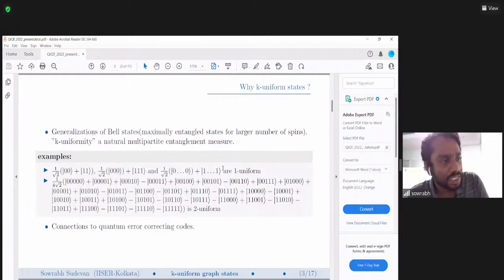A generalization of this idea could be to have larger subsystems which are proportional to identity, across all possible such subsystems. So it could be a nice definition for multipartite entanglement. And here's an example for a 2 uniform state; we'll get to how we construct such more complex looking examples. Another justification for why we look at k-uniform states is that these have connections to quantum error correcting codes. This property of k-uniformity is connected to the distance in an error correcting code, but that's for another talk. That will be a whole thing.